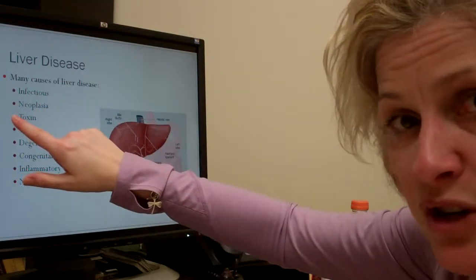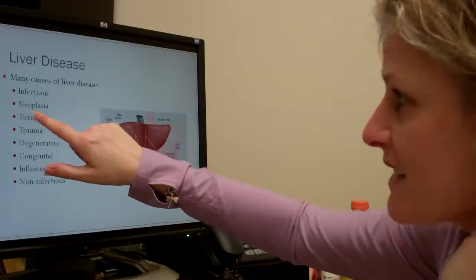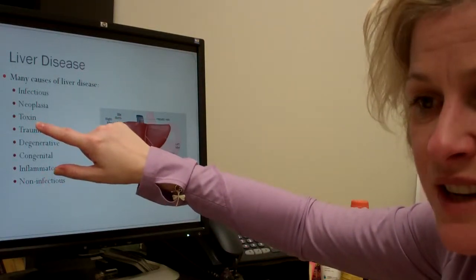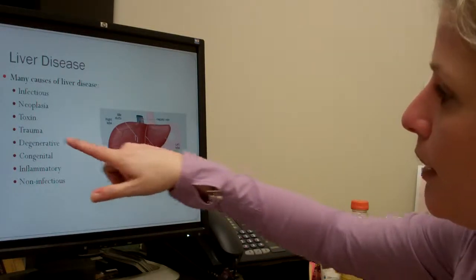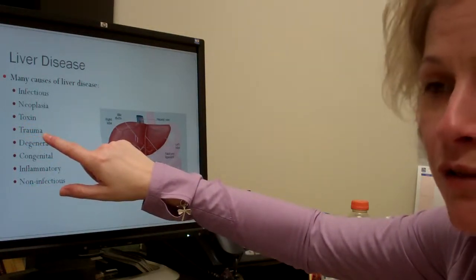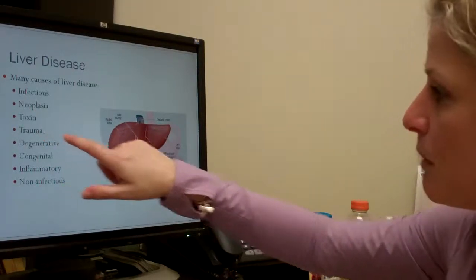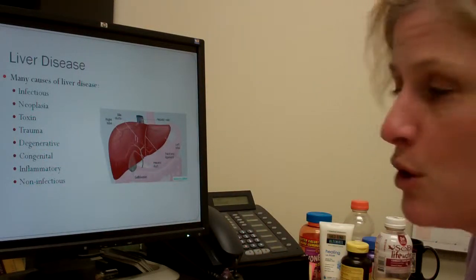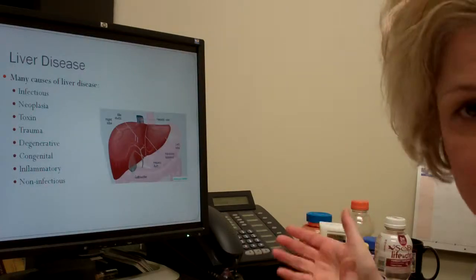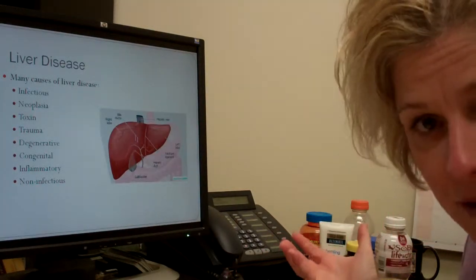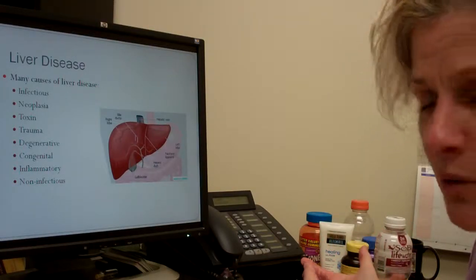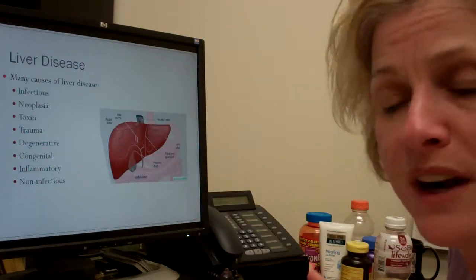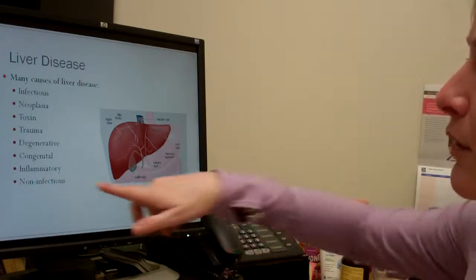It can be a neoplasia. Maybe there's a cancerous mass in the liver. What if the animal just ingested a toxin and this toxin caused damage to the liver? What if the animal had a traumatic event, maybe got hit by a car right in the abdomen and caused some trauma to the liver? Degenerative. You know, you're a lot younger than I am. I probably have some of my liver cells, hepatic cells, that have died. So the liver over time, just like all parts of the body, has degenerative conditions. Congenital, maybe an animal was born with a dysfunctional liver or a part of the liver.